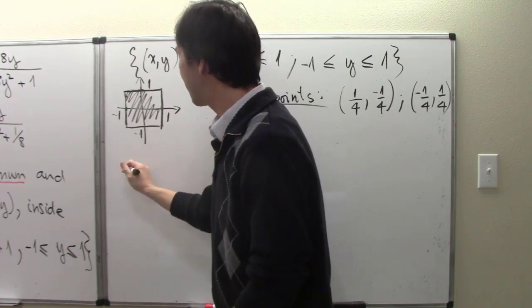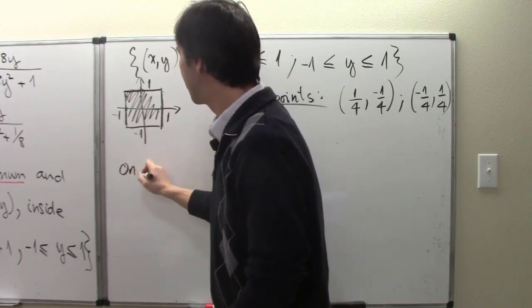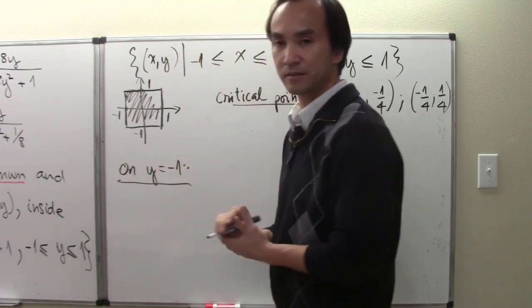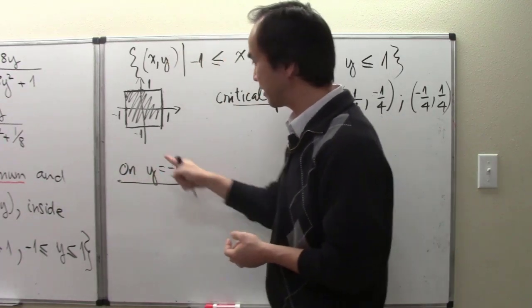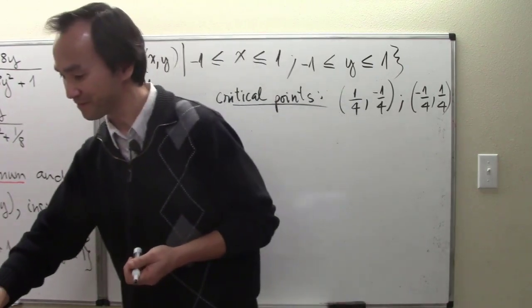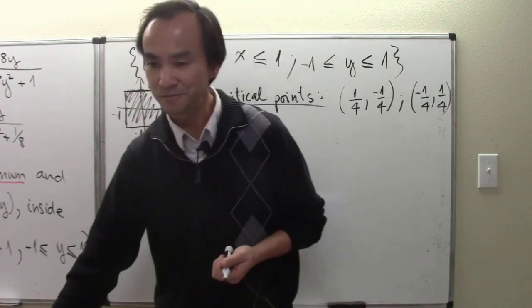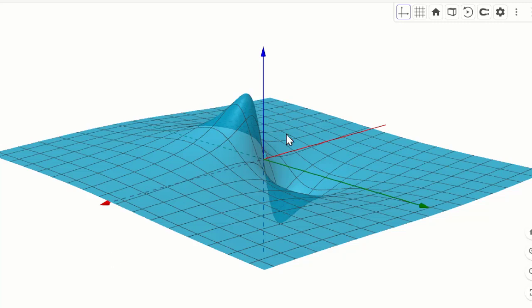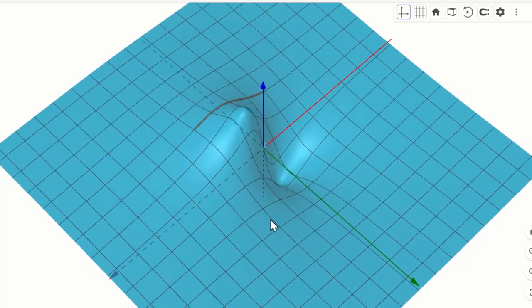So how about on that trace where y equals negative 1? On that trace where y equals negative 1, this trace right here. All right. So think about our actual graph, a graph of the actual function right here. Okay. On that first trace, y equals negative 1. Let me bring that in. This is the curve right there.